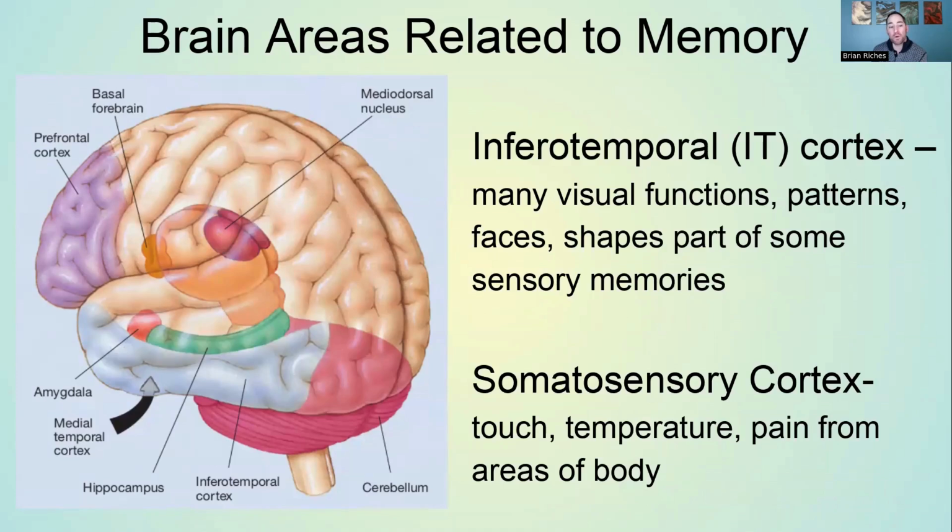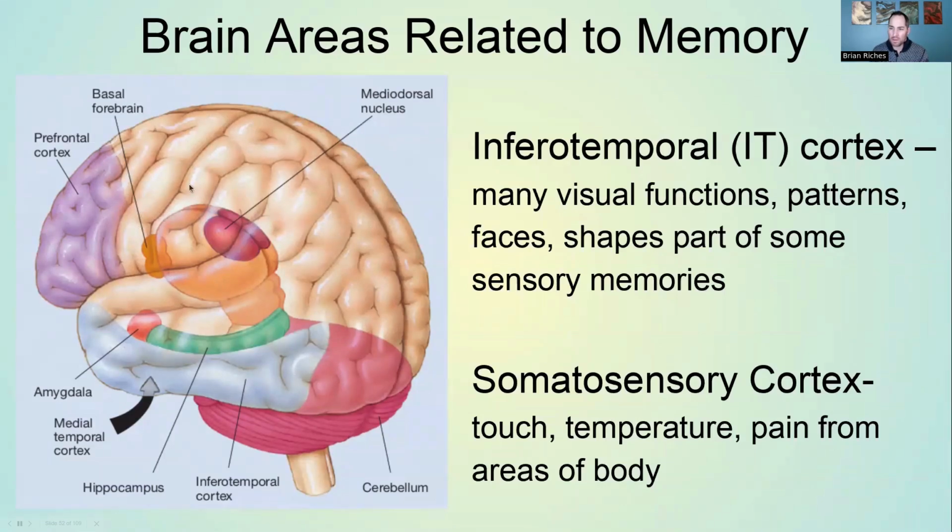So the inferotemporal cortex, which I believe, yep, is highlighted right here, is one of those outside bits of the temporal lobe, and it has a lot of visual functions. It's got memory stored there of visual patterns, faces, like facial detectors are there, shapes as well. There are little networks of neurons that learn, when you're in preschool, this is a square, this is a triangle. Those are stored in your inferotemporal cortex. So parts of some sensory memories, because some of the somatosensory cortex overlaps there.